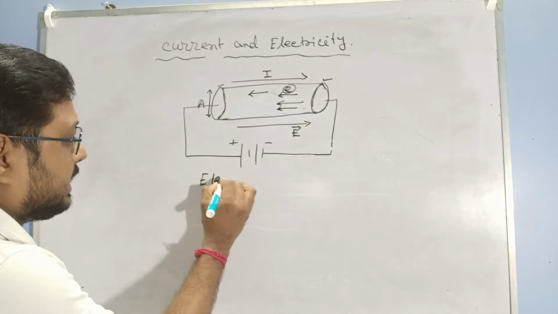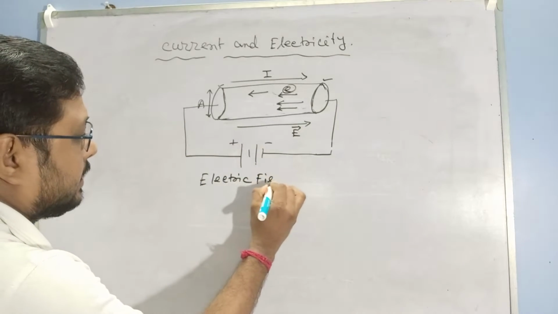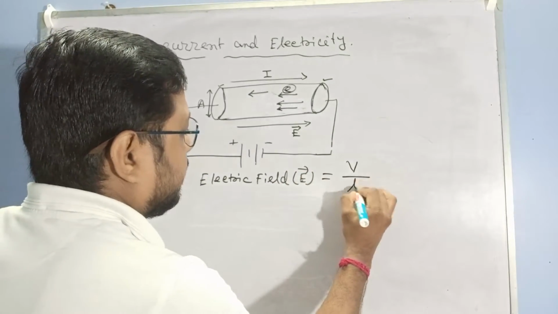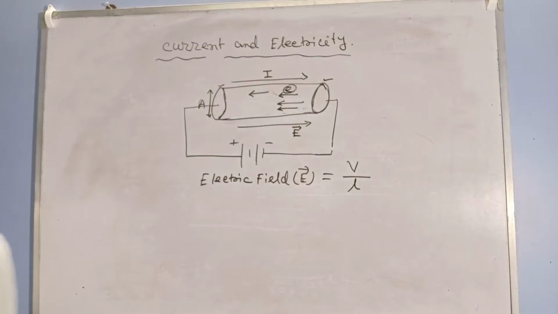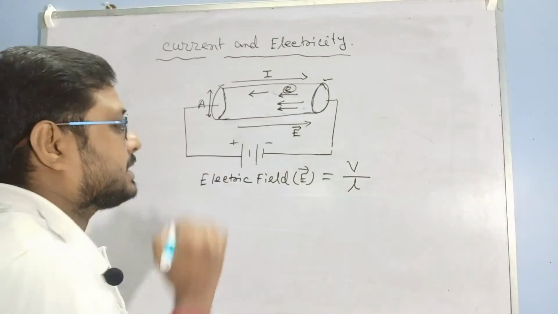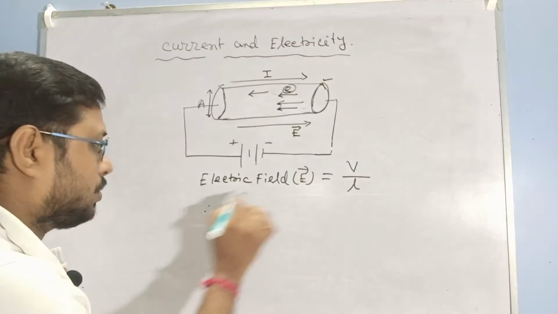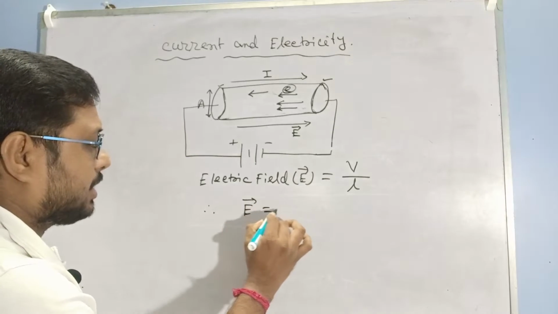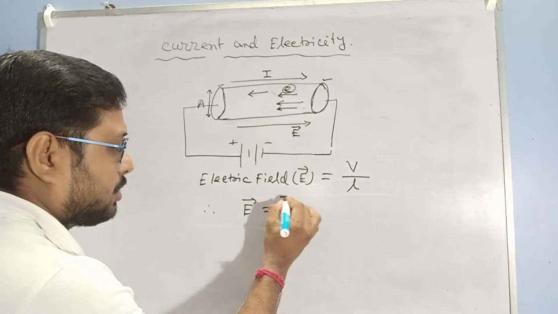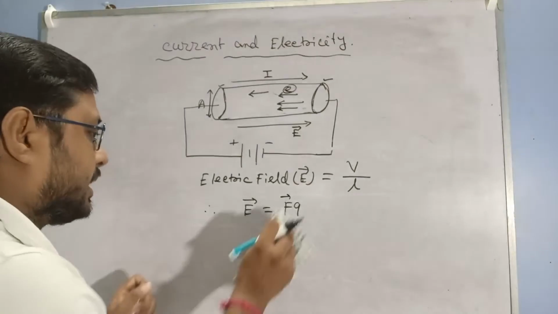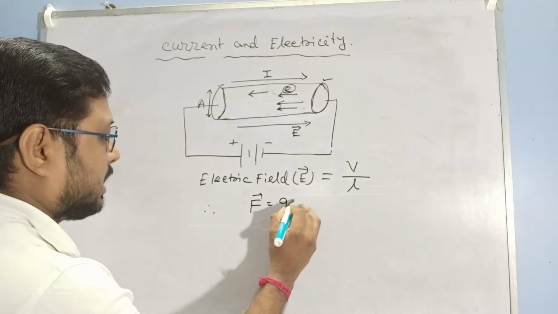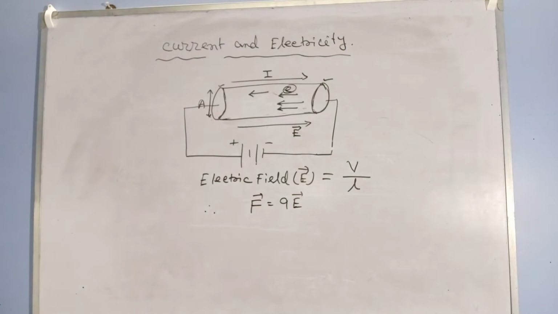We know that electric field E equals V divided by L. The electric field inside a conductor is equal to the potential difference divided by the length of the conductor, if the conductor length is L. Now, what is E? Electric field equals force upon charge, E equals F by Q, so F equals Q times E.